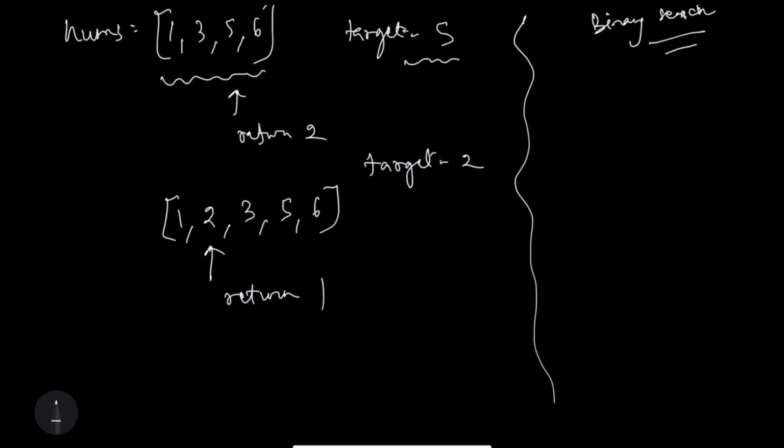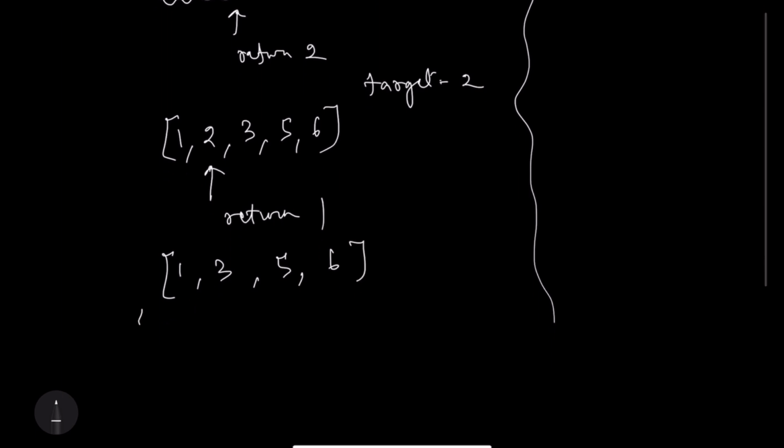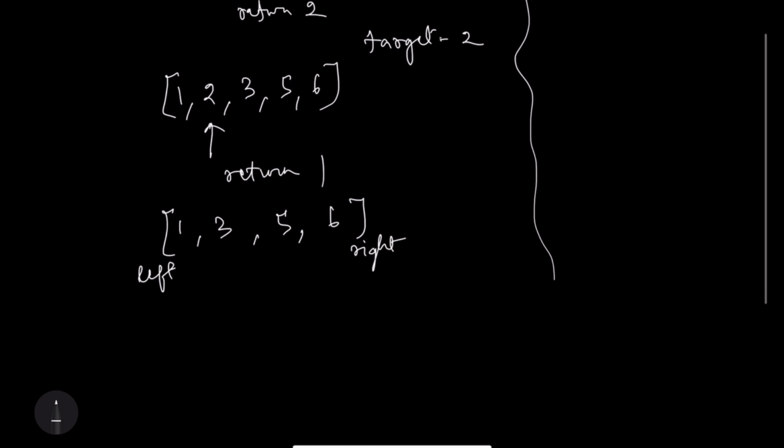So what do we do in binary search? We have a left index, we have got a right index, and we have got mid. Till our left is smaller than right, we will be finding our mid position. So our mid would be here.